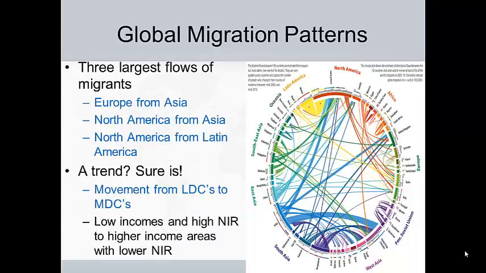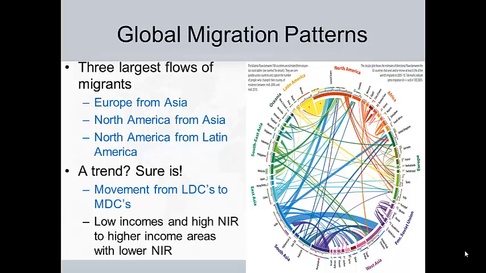Alright, so where are the largest flows of migrants? Well, if you take a look at this intricate web on the right here, we can identify the following three flows. One is a migrant flow from Asia into Europe. Another migrant flow is from Asia into North America, and another large migrant flow is from Latin America into North America.